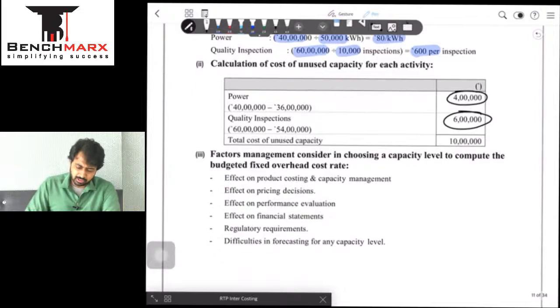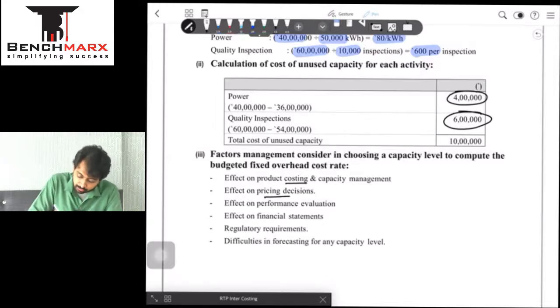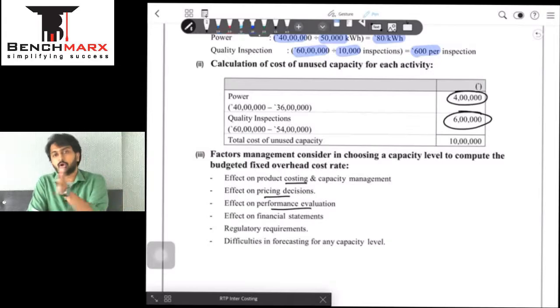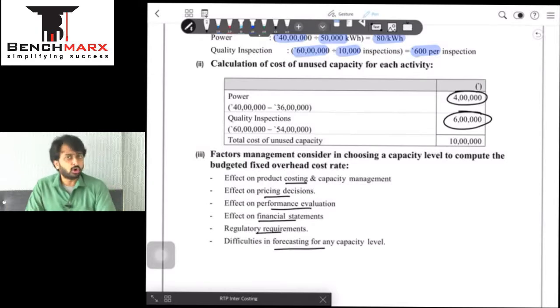And part 3 is nothing but a theory question. The factors in choosing a capacity. So what are the factors that are likely to be impacted if my capacity is right or wrong? I would say costing is affected. According to costing, my decision making could be impacted. Obviously performance evaluation, because the variances will depend on that, and the variances will obviously depend on what my forecasts are. So it will have an impact there also. On the profits it may be impacted, the regulatory requirements and the forecasting level. So all these are factors which I need to consider before I set my capacity level, because these are where the impacts are also going if at all I have different absorption rates or different cost driver rates.